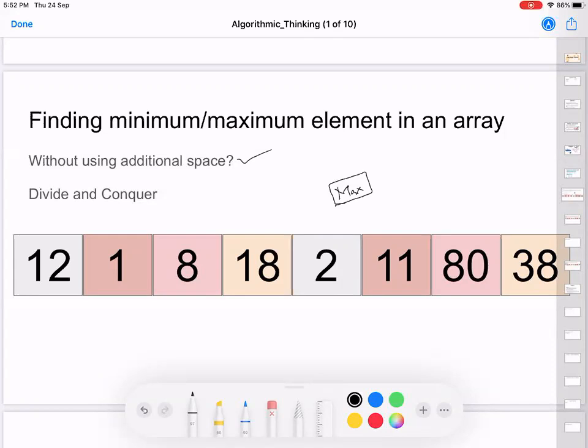A large number of algorithms in data structures use this technique called divide and conquer. So can you think of a divide and conquer kind of technique here to figure out the maximum element in this array? Can I divide this problem into sub-problems and then solve those individual sub-problems again to get the maximum element?